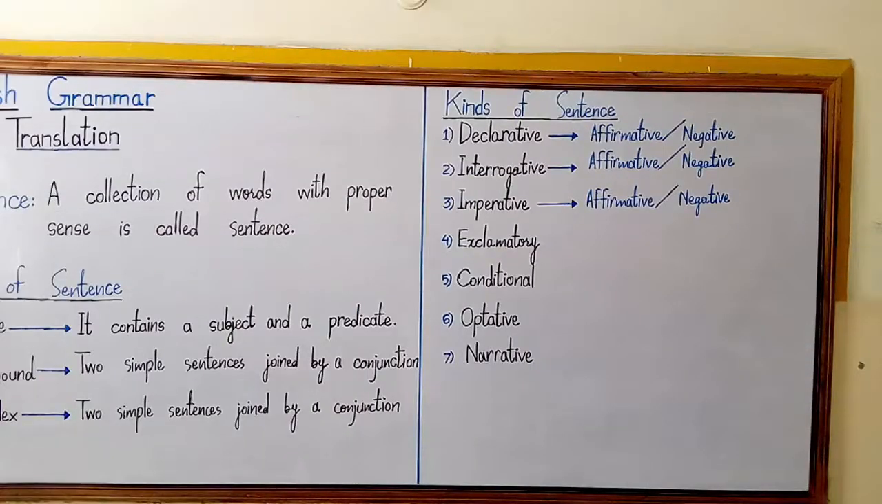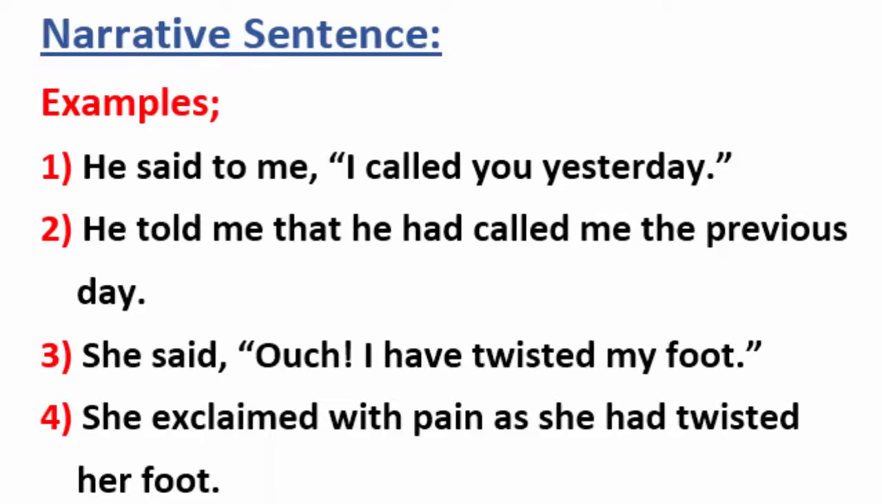A narrative sentence is a sentence in which somebody narrates the speech of somebody else. As you have already studied direct narration and indirect narration, I will give you some examples of narrative sentences in direct and indirect. Here you are. Example number 1, he said to me, I called you yesterday. This is direct narrative sentence. Example number 2, he told me that he had called me the previous day. This is indirect narrative sentence.